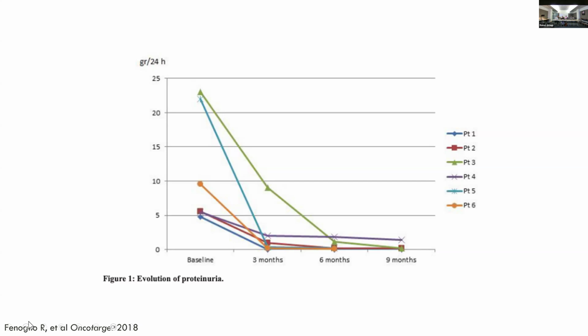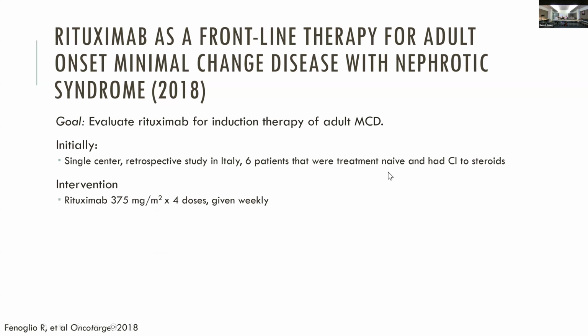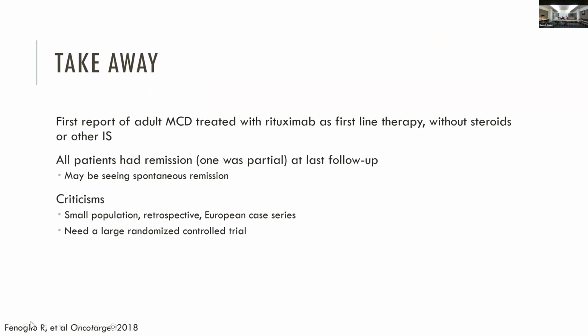Sorry, were these people on steroids as well? It was just rituximab, because they had contraindications to steroids. Oh, I see. So this was the first report of adult minimal change that was treated with rituximab as first-line therapy without steroids or other immunosuppression. All patients had remission, one was partial.